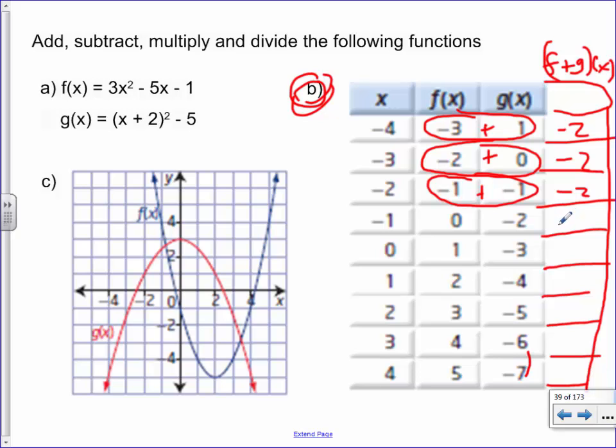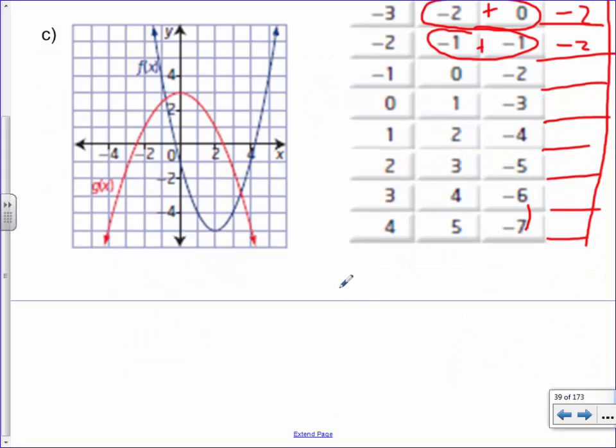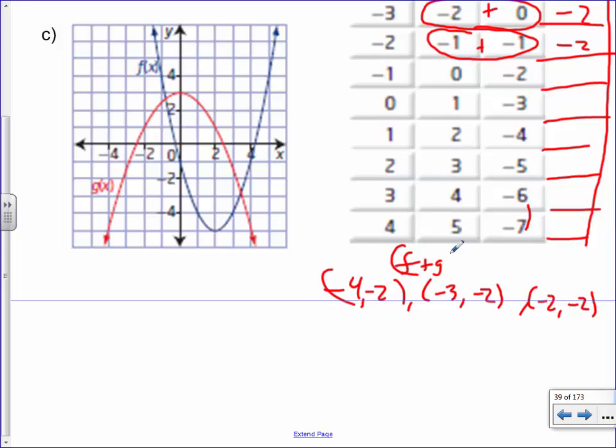Does that make sense? So one of the ways you could write it then is your answer could be -4 with -2. And then there could have been a -3 with a -2. And a -2 with a -2. Like you could write it in coordinate pairs. This is what f plus g of x is. Those are some of the points on the graph. Does that make sense? Let's just do one more here.